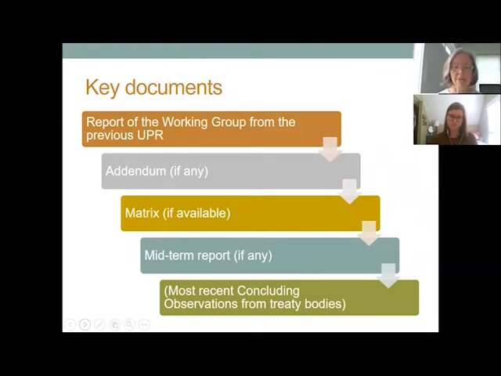The first key document is the report of the working group from the previous Universal Periodic Review. This is a cyclical process, and so the first purpose of any Universal Periodic Review is to assess what has happened since the last time around. So you want to look at what the recommendations were that were made to the state under review during the last UPR. And you'll also want to pay careful attention to whether those recommendations were accepted or noted. And a reminder that noted at the UN means rejected.